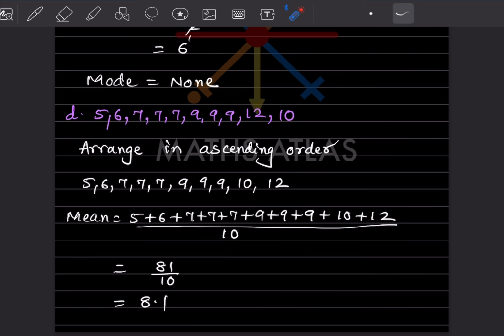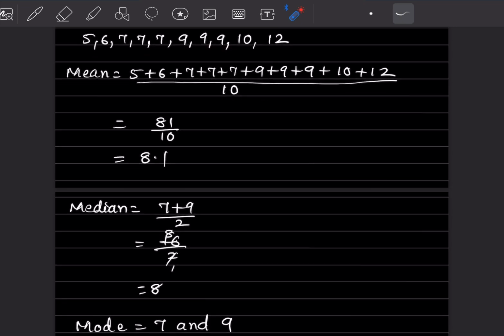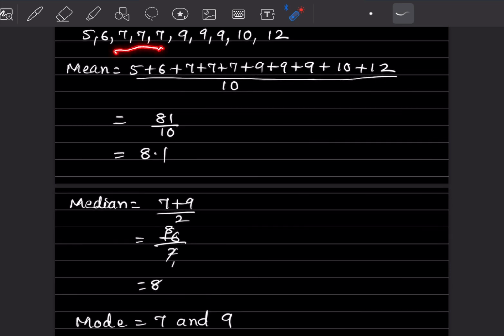And here we have to find the median. Median means because these are 10 numbers, you will take 4 here, 4 here. So this is the middle pair. So 7 plus 9 divided by 2. So this will be 16 by 2, which is going to be 8. And the mode will be 7 and 9, because you can see here 3 times and here also 3 times. So mode is 7 and 9.